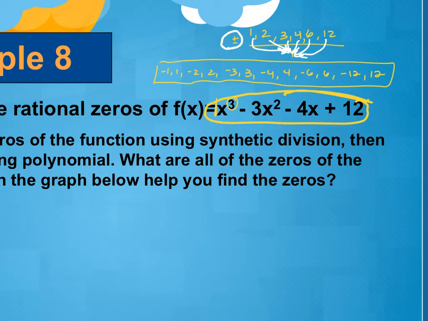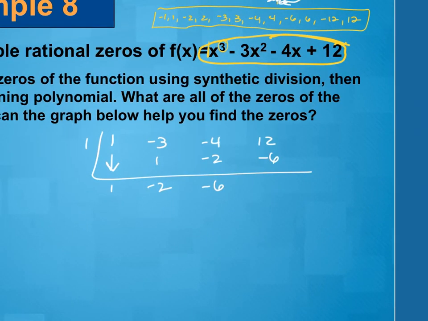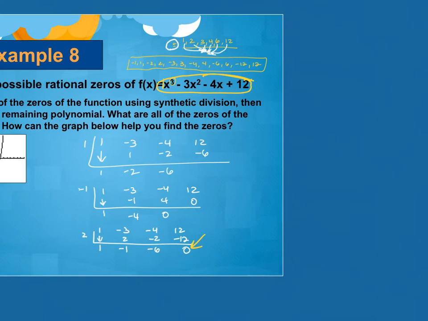Okay. All right, so I'm going to do my synthetic division. 1, -3, -4, 12. I'm starting with 1. This is why you want to get fast at it. Doesn't work, so I go to -1. Doesn't work, so I go to 2. And that's the first one that works. So I know 2 is one of my zeros.